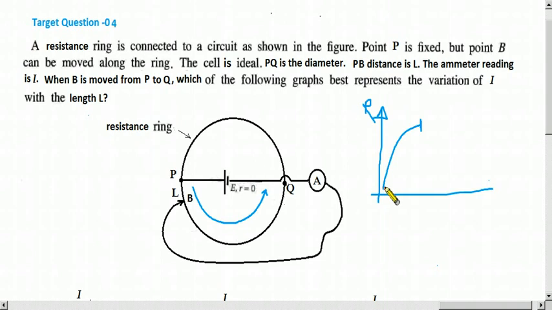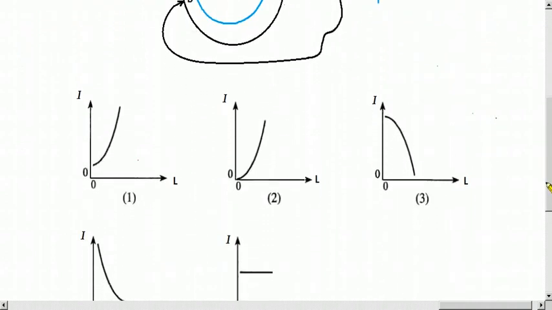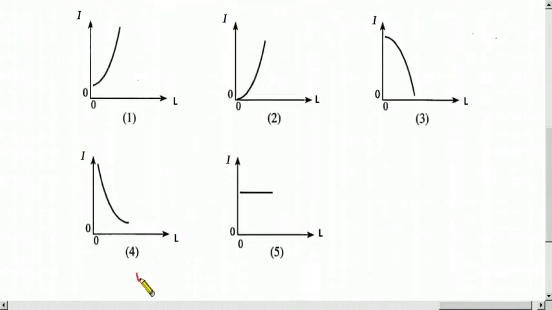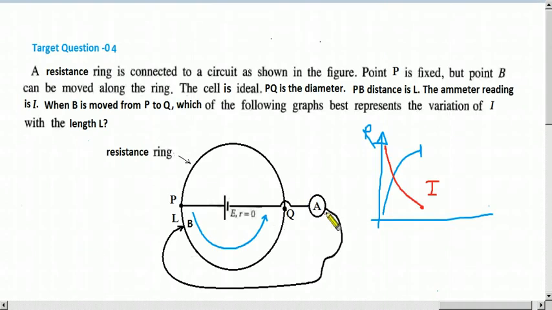That means when the resistance is low, the current must be higher. When the resistance is higher, the current must be lower. So like this, the current curve should be like this. So this one is the answer. Current curve is like this. So if you have successfully solved the problem, you can be happy of yourself. You are good. You are genius.